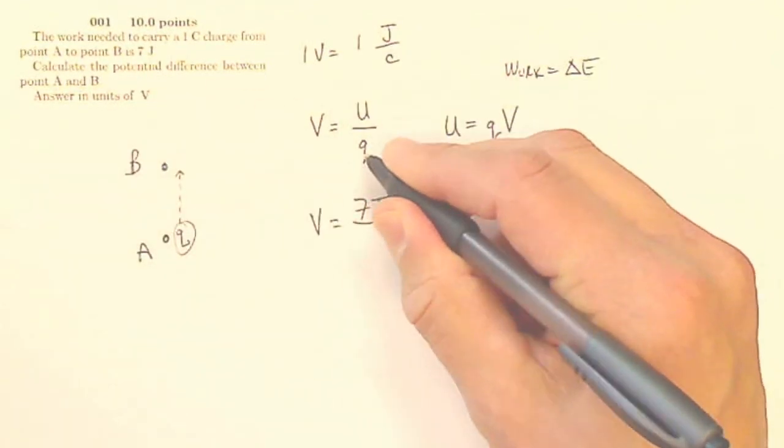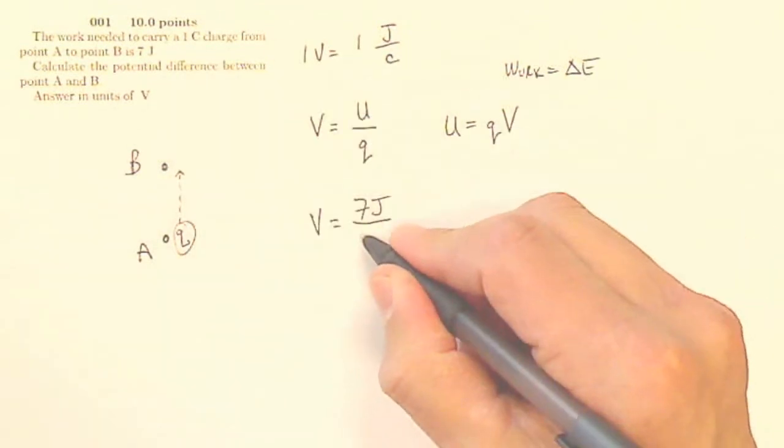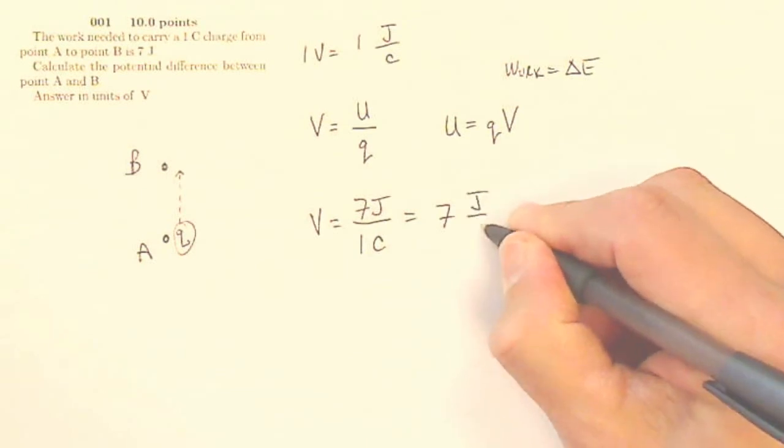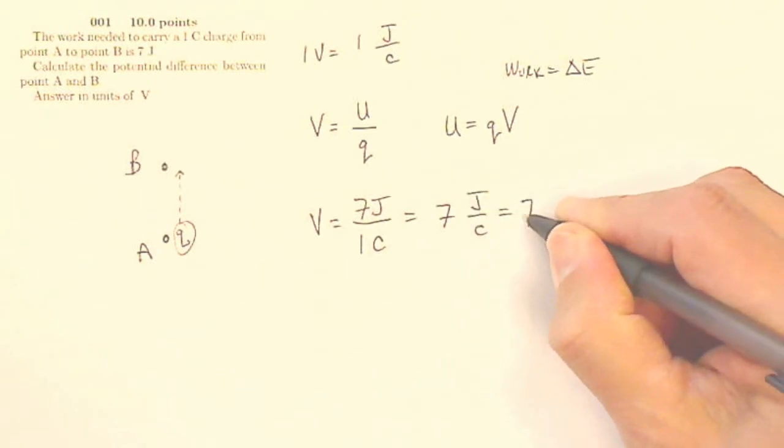divided by my Q, which is my charge. Here I have 1 coulomb. So 7 divided by 1 gives me 7 joules per coulomb, which is the same thing as 7 volts.